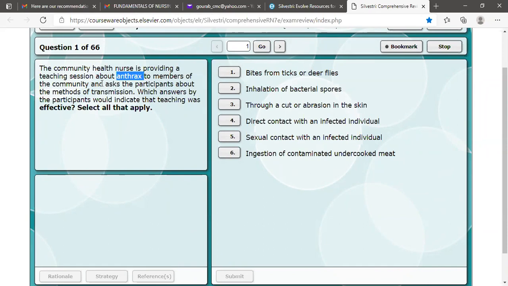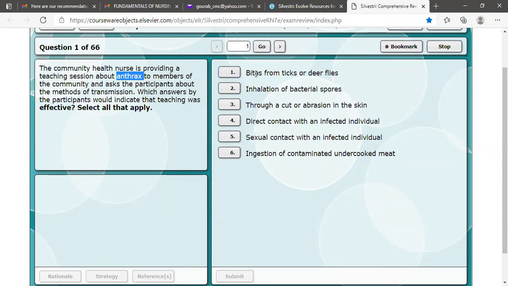Now the nurse asks the participant about the method of transmission. Which answer by the participant would indicate that the teaching was effective? The healthcare provider educates them, and when the participant responds, which is the correct response that indicates my teaching was effective, and the feedback is coming the correct way?